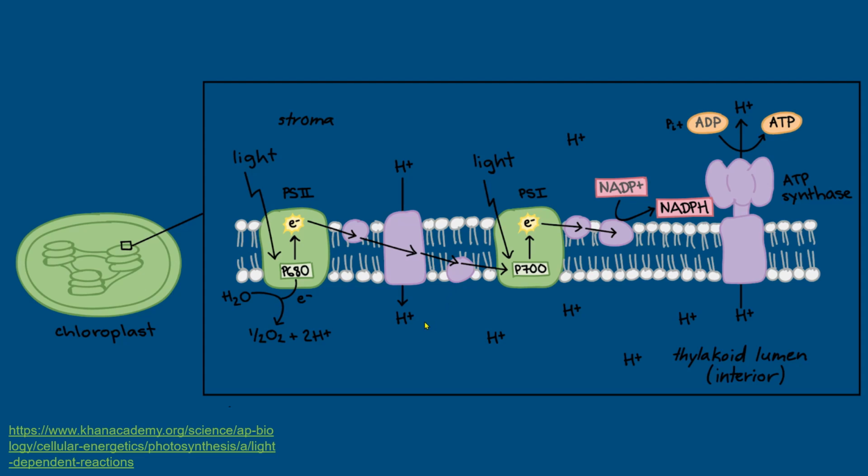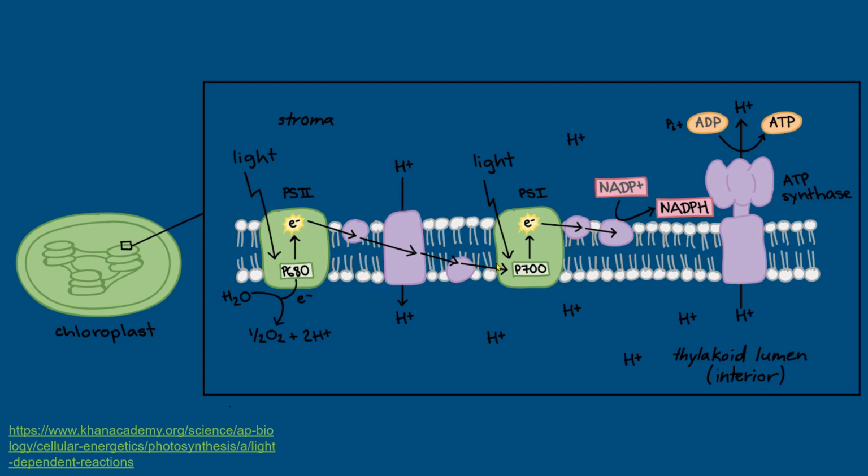So this makes a proton gradient that powers a process to produce ATP from ADP by chemiosmosis. However, we're going to discuss this later. Just know that as this electron from P680 travels to P700, protons are continually being pumped by this structure here from the stroma to the lumen.